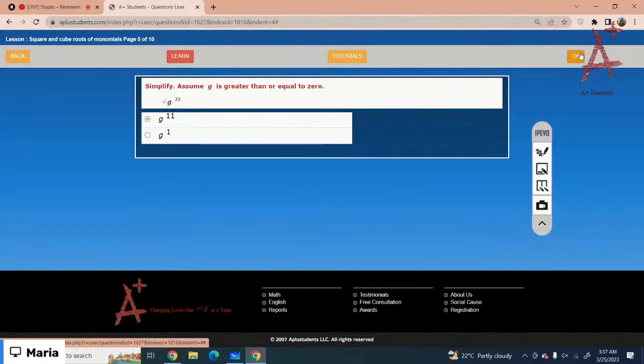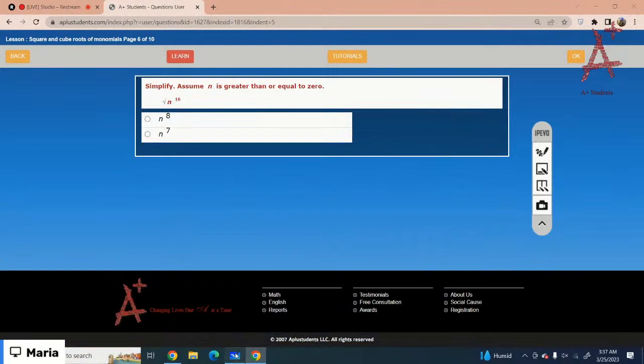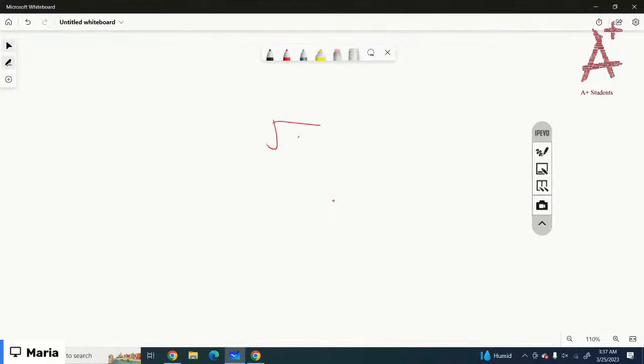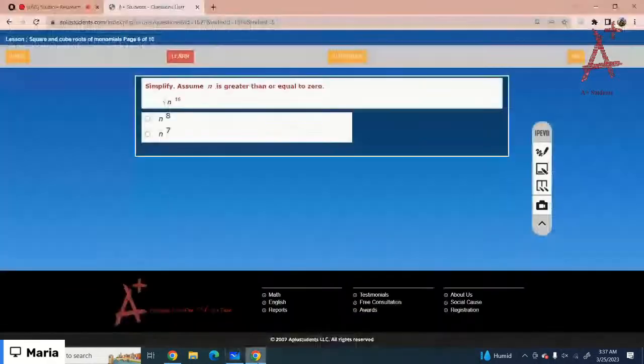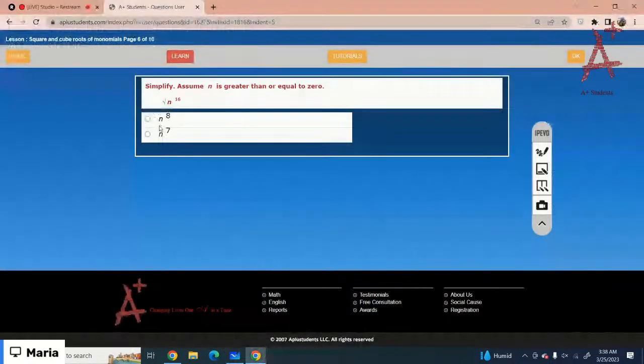You select the correct option, then click on the OK button. Okay, the next one is n exponent 16. So we know that square root equals 1 over 2, so it would be n exponent 16 and 1 over 2. Just multiply the exponent, it would be 16 times 1 over 2. So 2 times 8 is 16, so it would be n exponent 8. Got it? So the correct option is n exponent 8, sorry, not g. Got it?